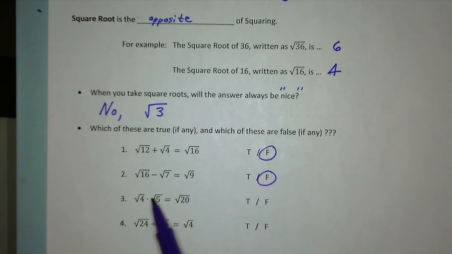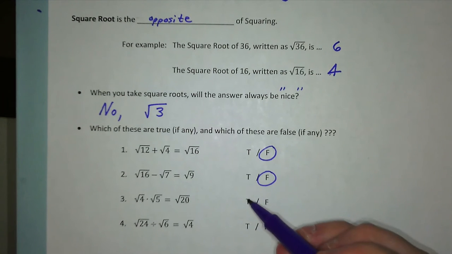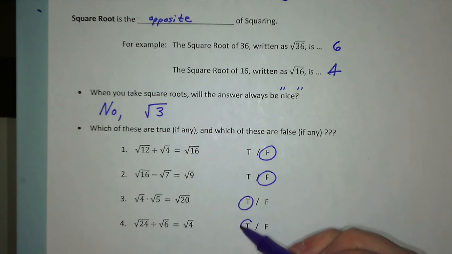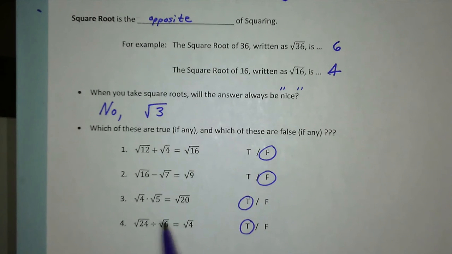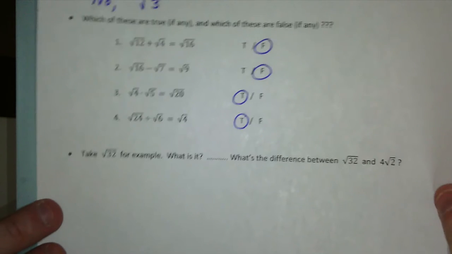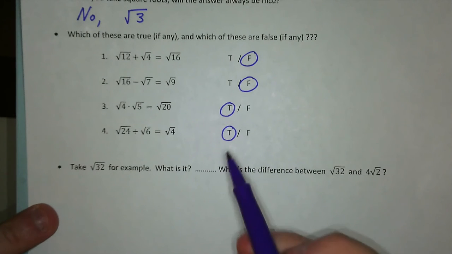But multiplying two square roots together, like the square root of 4 times the square root of 5, does that equal the square root of 20? Yes. And this one, yes. So the nature of square roots, they work this way. You can multiply them together. You can divide them. They do work this way, but they do not work that way. So that's something worth remembering.